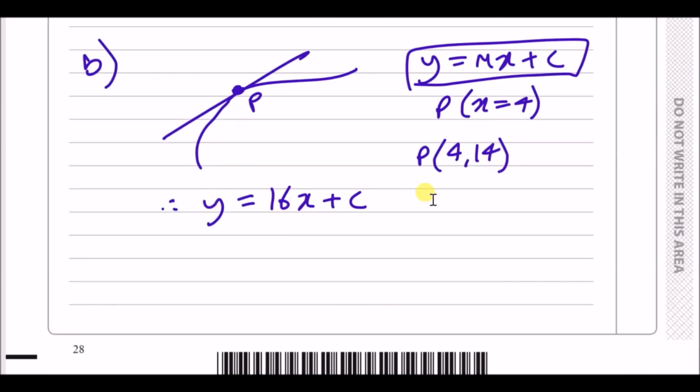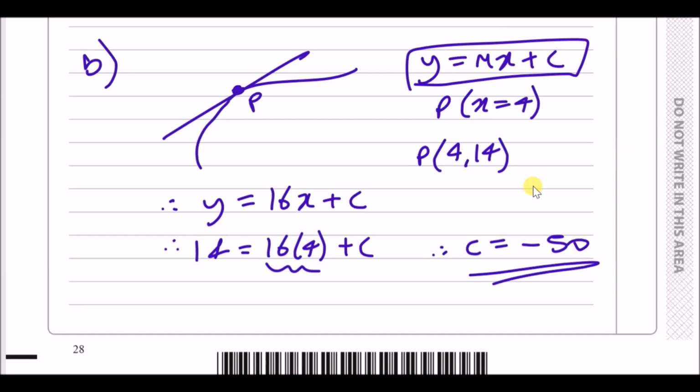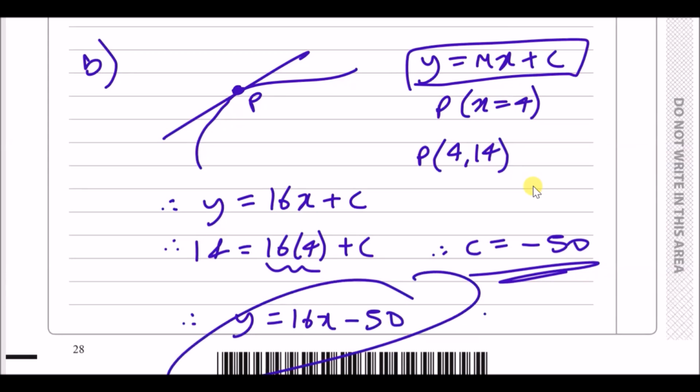So replacing x and y with 4 and 14, you're going to get 14 equals 16 times 4 plus c. Then just rearrange this, work this out in the calculator, 14 minus your answer, and you're going to get a c value of minus 50. And we're done. It's literally as simple as that. So we can say, therefore, the equation is going to be, just replace m and c, y equals 16x minus 50. And we're done.